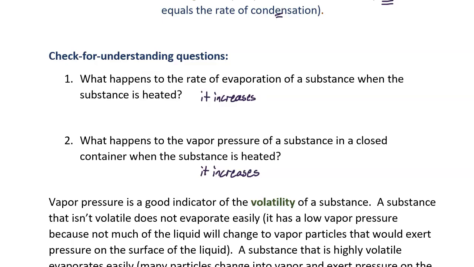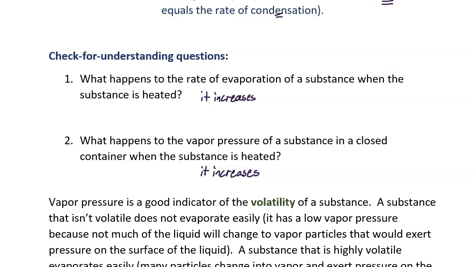Number 1, what happens to the rate of evaporation when the substance is heated? It increases. When more heat energy is applied, the particles have more kinetic energy, they move around more and can overcome the attractions between them, allowing more of them to evaporate from the surface.